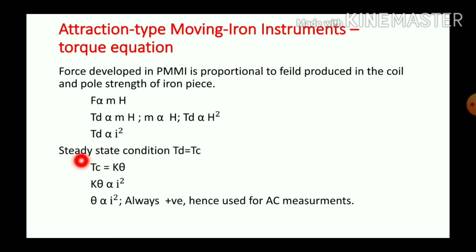In the steady state condition of the pointer, the deflecting torque is equal to the controlling torque. The controlling torque Tc equals K times theta, where K is a constant and theta is the deflection of the pointer. By equating the deflecting torque and the controlling torque, we get K theta is proportional to I square, and hence our deflection theta is proportional to I square. That means the deflection is always positive, and hence we can use a moving iron instrument for AC measurements.